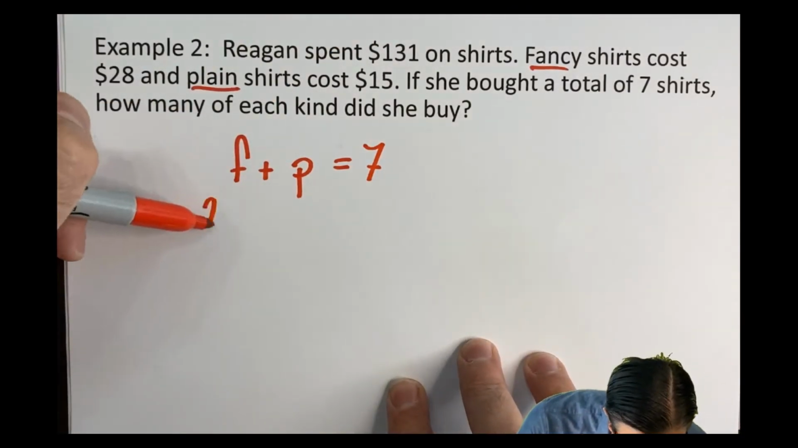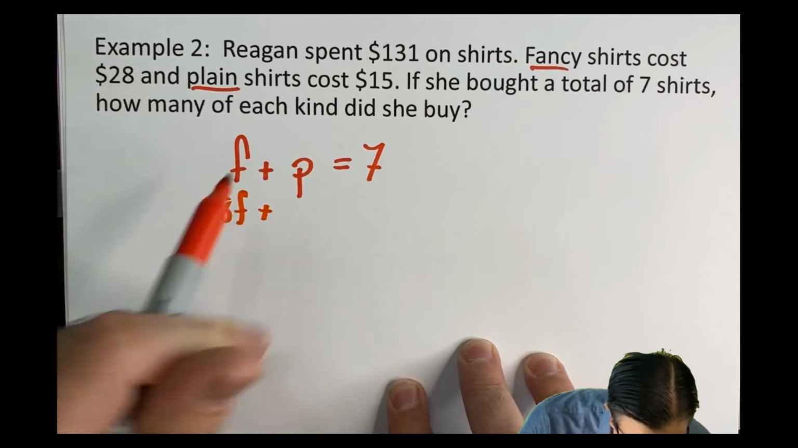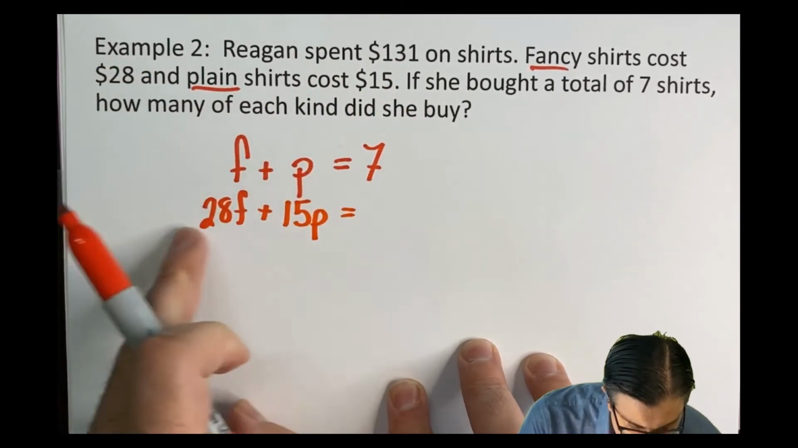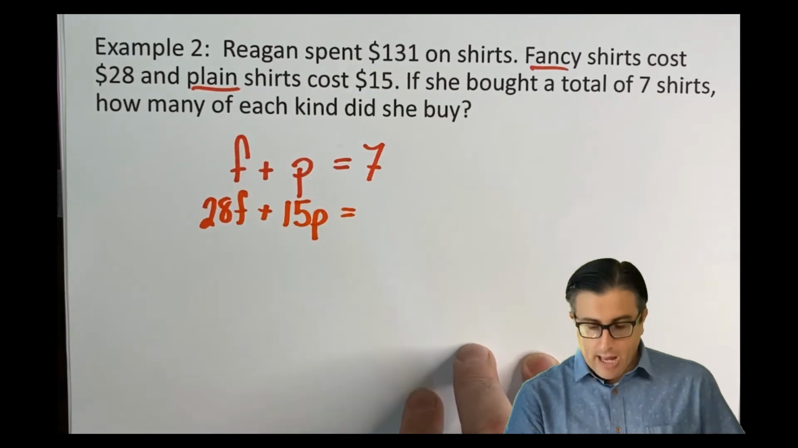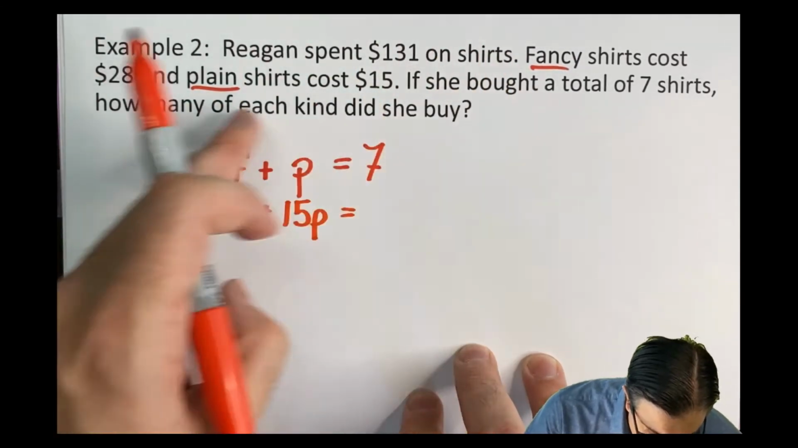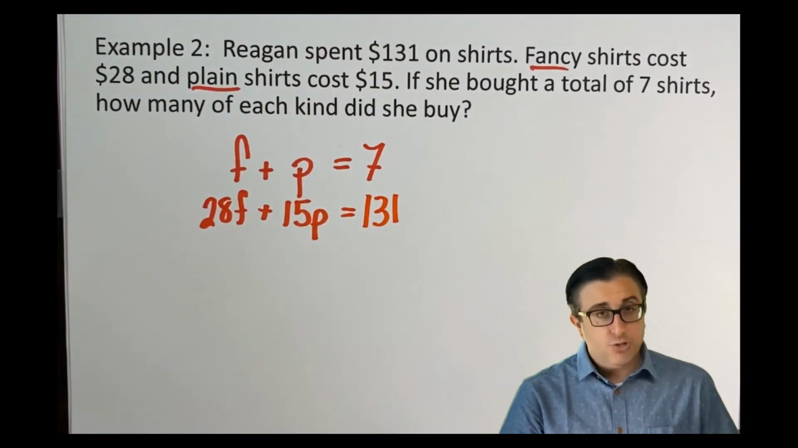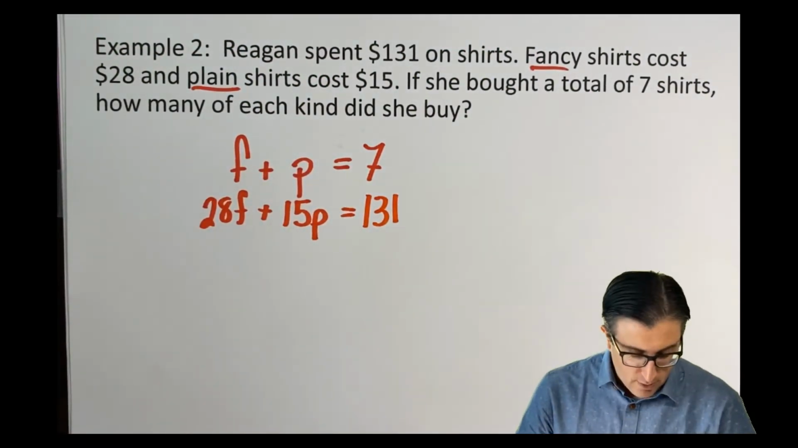I now know that she also spent money on each of those shirts. Fancy shirts are $28. Plain shirts are $15. And this equation is dealing with money. The amount of money that she spent was $131.